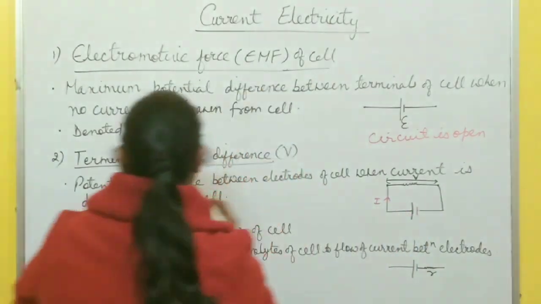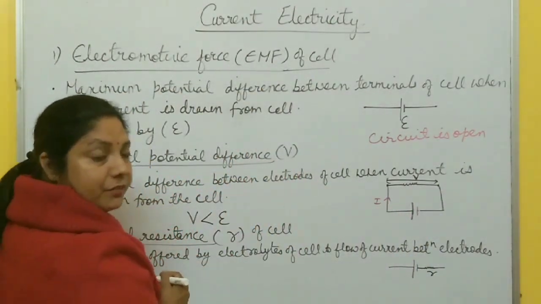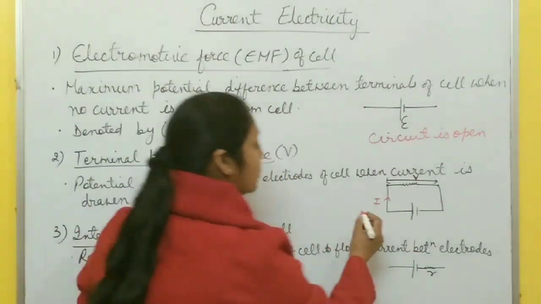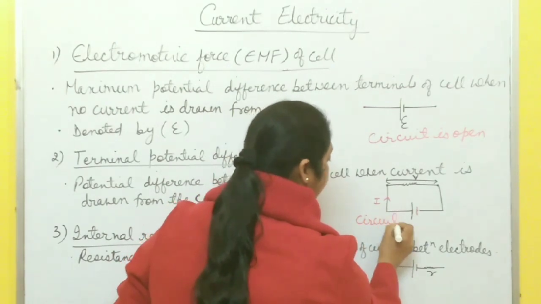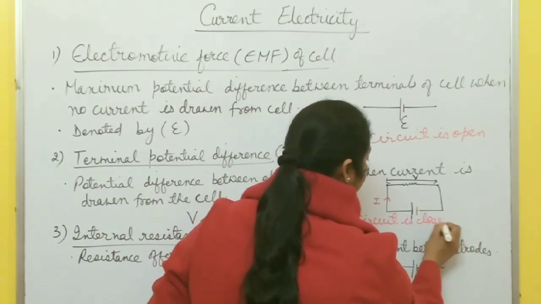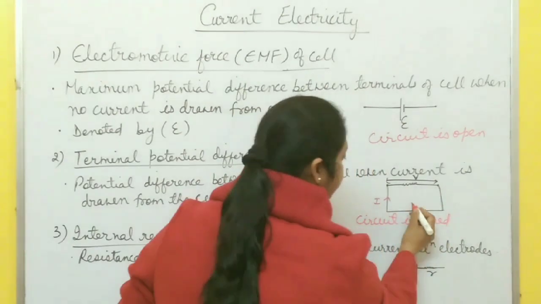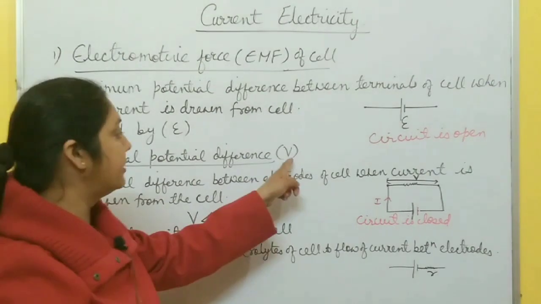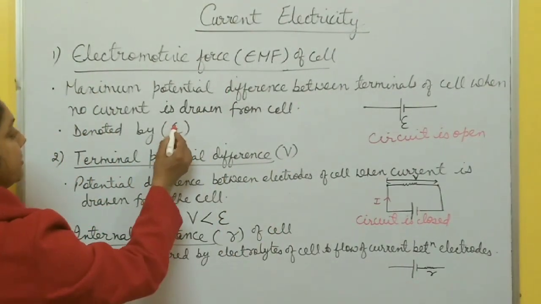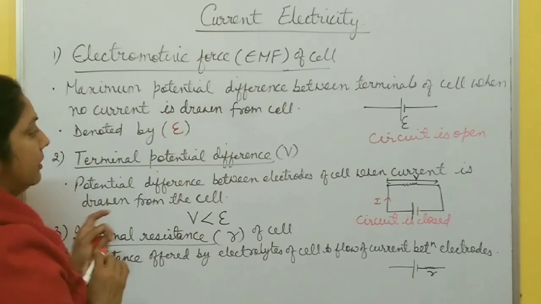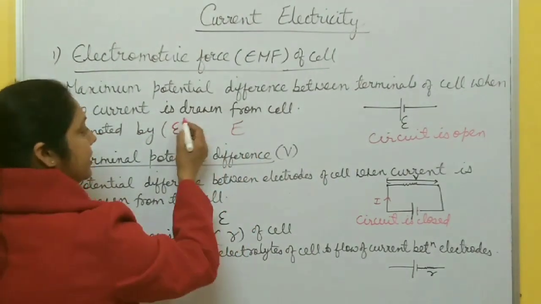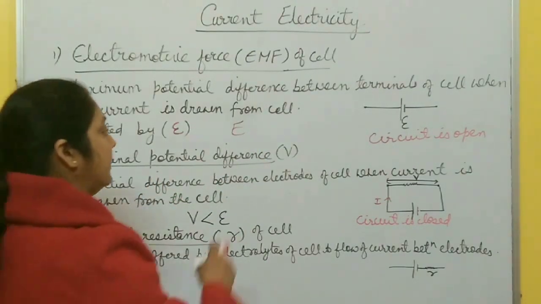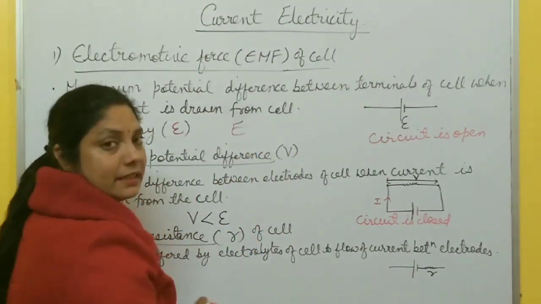So this time, the potential difference between the electrodes of the cell when current is drawn from the cell, it means the circuit is closed. Here the circuit is closed. So this time the potential difference between the terminals of the cell is called terminal potential difference, represented by capital V. EMF of the cell is represented by this epsilon type E, right? And terminal potential difference is denoted by capital V.